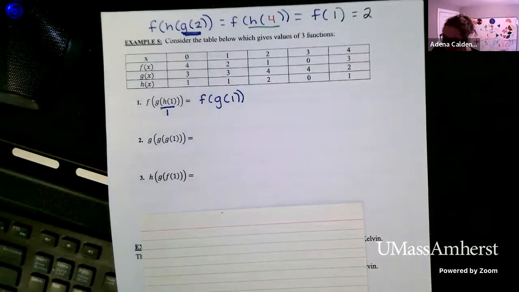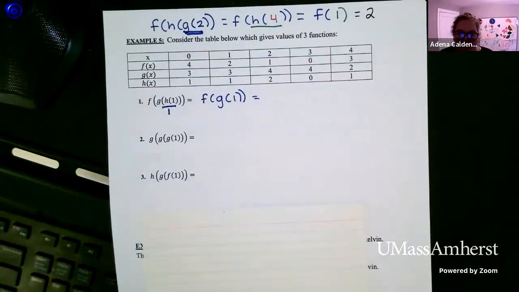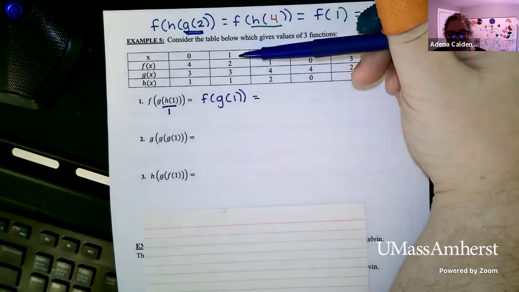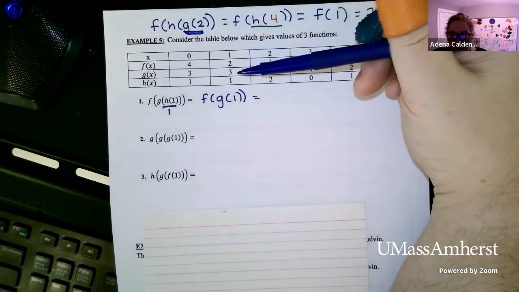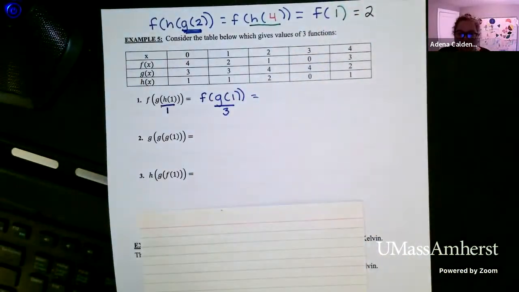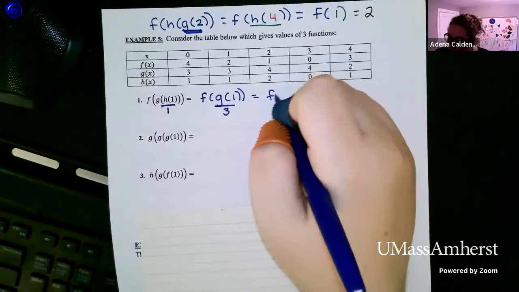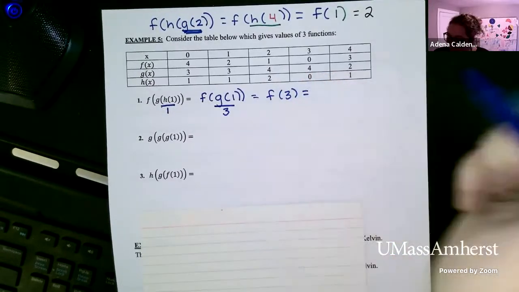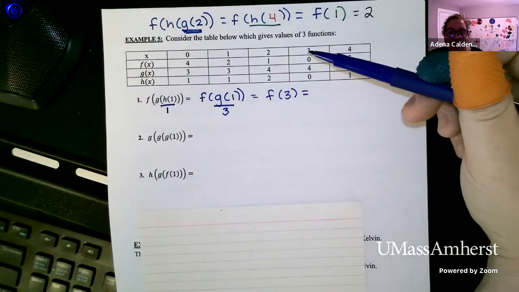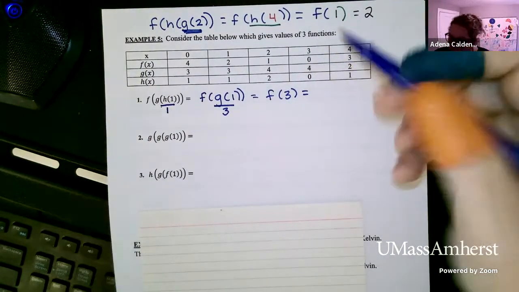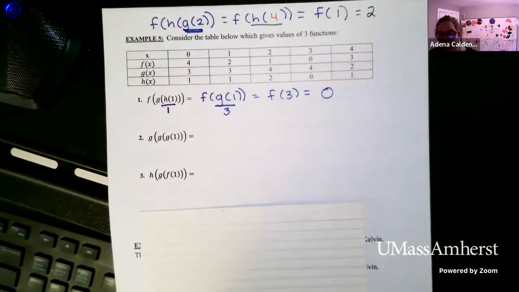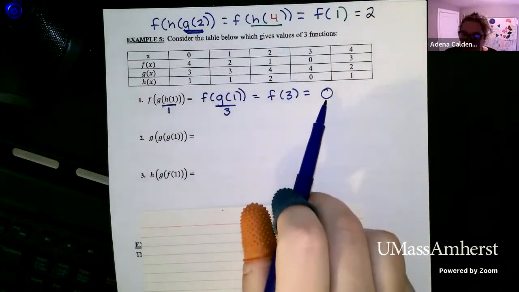So now we're looking for g of 1. For g of 1, we again go to the 1 in the independent row, but now we go down to the g value. Well, that value is 3. So we substitute that in, and we have f of 3, which means we go to the 3 in the top row and then go down to the f value. So the f value here is 0. So f of g of h of 1 equals 0.